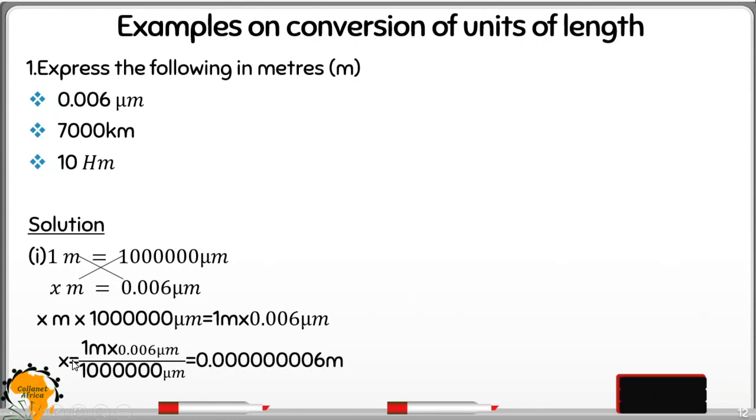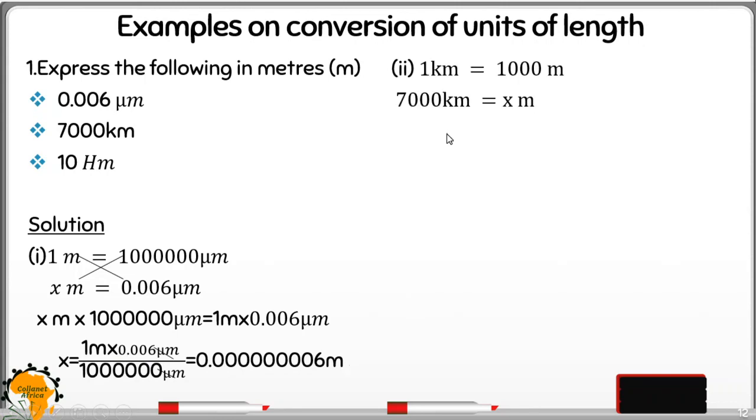This will go and you will be left with x on this side, and then you have 1 meter multiplied by 0.006 micrometer, and then you divide by 1 million. Then you have to show the units cancelling out, so that finally you can show where the final unit is coming from. So micrometer and micrometer have cancelled, and we are left with meter. So you just divide 0.006 by 1 million. You get this as your value in meters. Note that the symbol is small m.